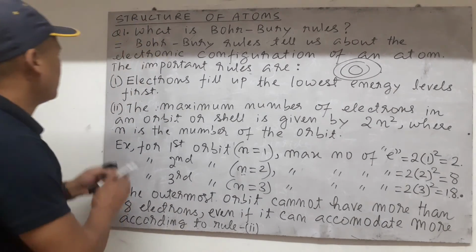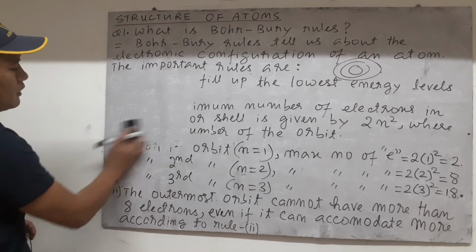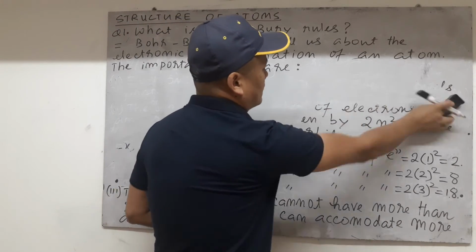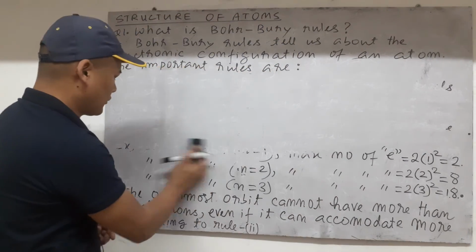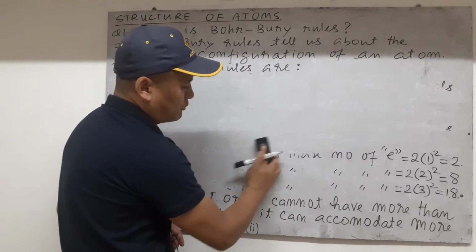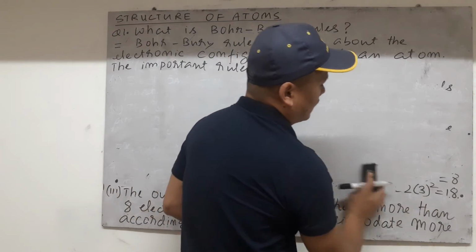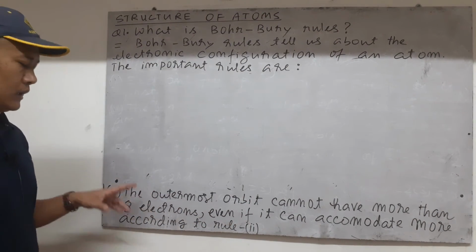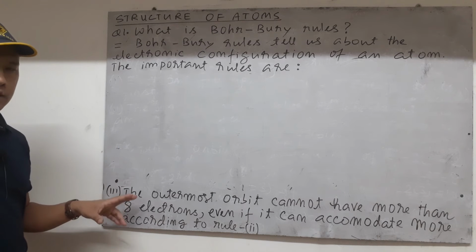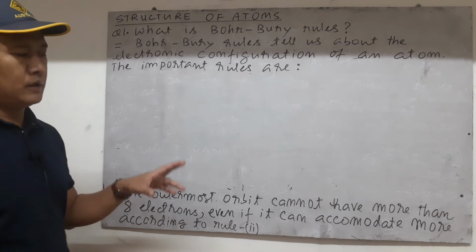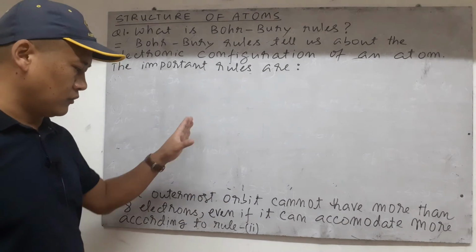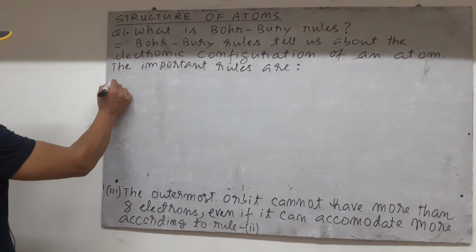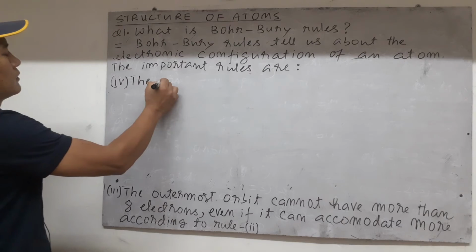One more point in the Bohr-Bury rule. There are 4 Bohr-Bury rules. First rule: electrons fill up the lowest energy level first. Second rule: the maximum number of electrons that can go in a particular orbit is given by the formula 2n square. The third rule: the outermost orbit of any atom cannot accommodate more than 8 electrons, even if it can accommodate more than 8 according to rule 2. The fourth one is the penultimate.